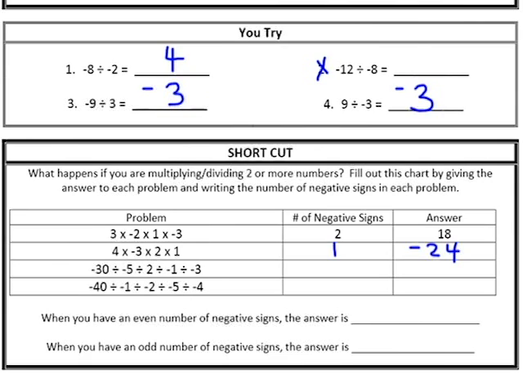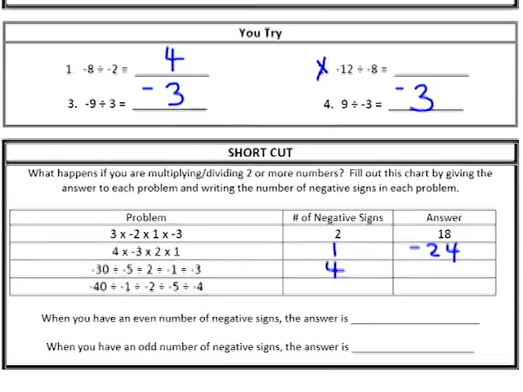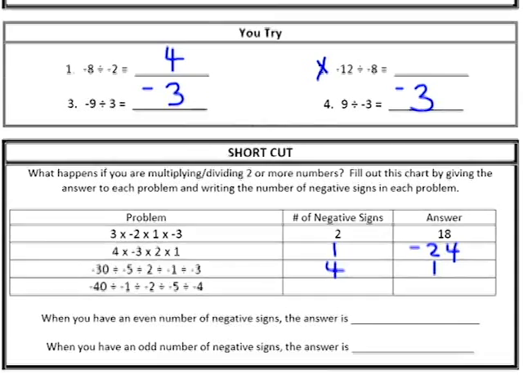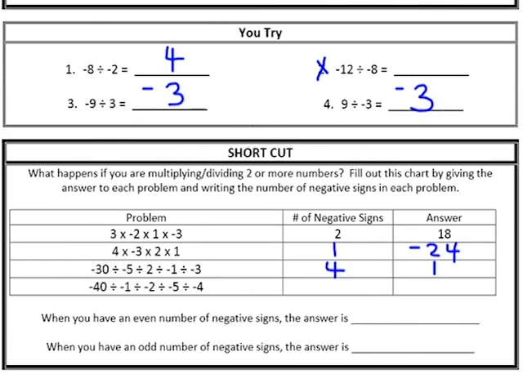Remember, division rules are exactly the same. We have 1, 2, 3, 4 negatives. Negative 30 divided by negative 5 is positive 6. Divided by positive 2 is positive 3. Divided by negative 1 is negative 3. Divided by negative 3 is positive 1. An even number of negatives gives you a positive answer.